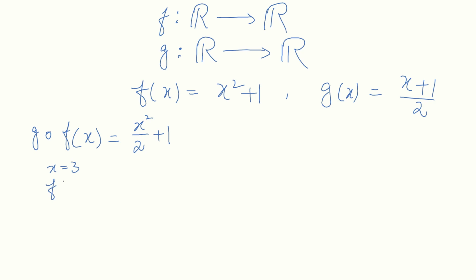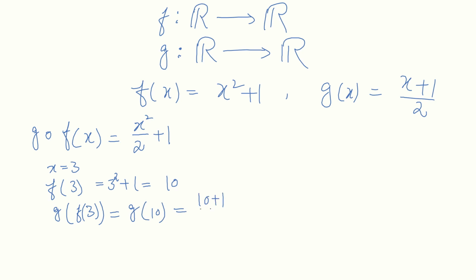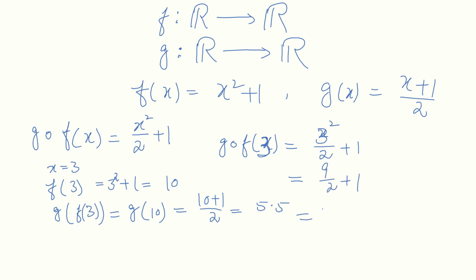Let's check it. We have a number 3, x equal to 3. f of 3 is equal to 3 squared plus 1, which is equal to 10, and g of f of 3 is equal to g of 10, which is 10 plus 1 divided by 2. This is equal to 5.5. Now let us substitute x equal to 3 directly in the formula of the composition function. g circle f of x, here x is equal to 3. We have 3 squared divided by 2 plus 1. This is equal to 9 by 2 plus 1. 9 by 2 is equal to 4.5, plus 1. This is equal to 5.5.